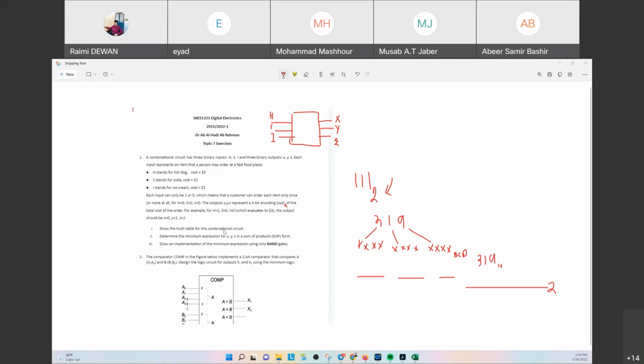Show the truth table for this combinational circuit. Determine the minimum expression for X, Y, Z in a sum of products, SOP. Draw an implementation of the minimum expression.